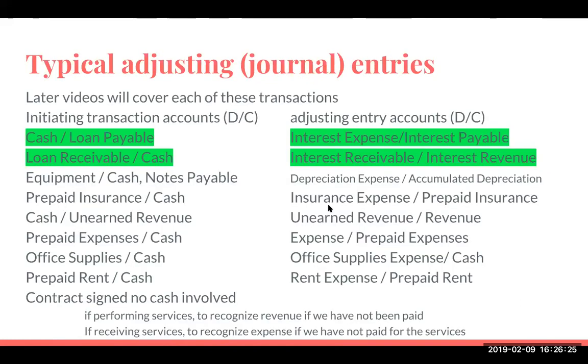So today, we're going to be looking at typical adjusting journal entries, or adjusting entries. Here we've got cash, loan payable, loan receivable, and cash. We're going to focus on these two today.